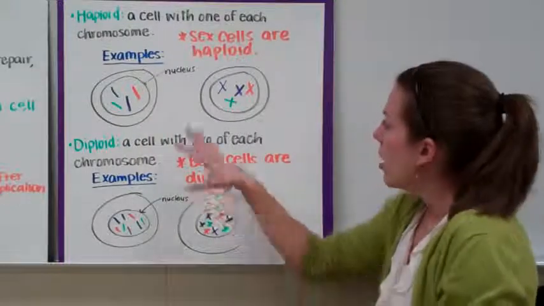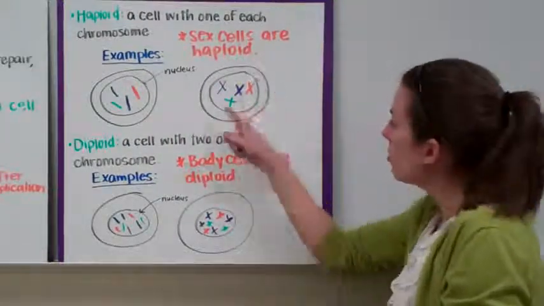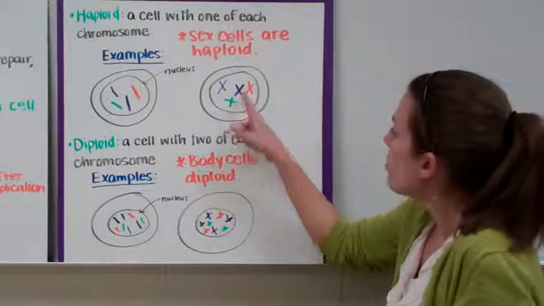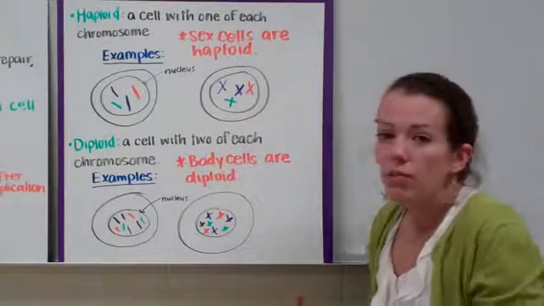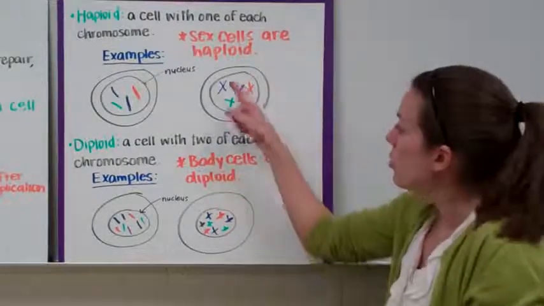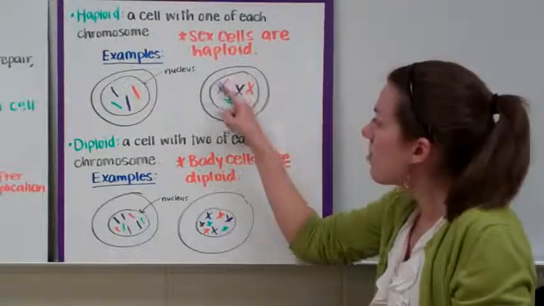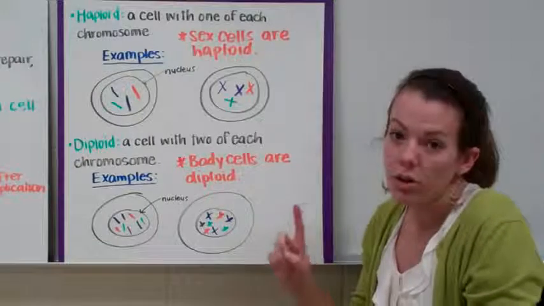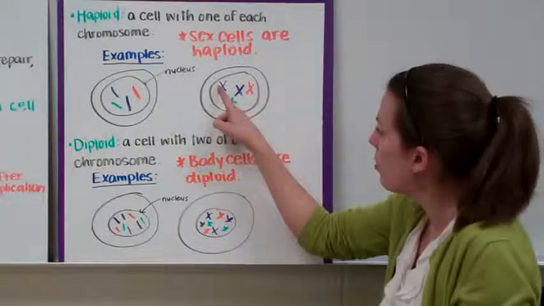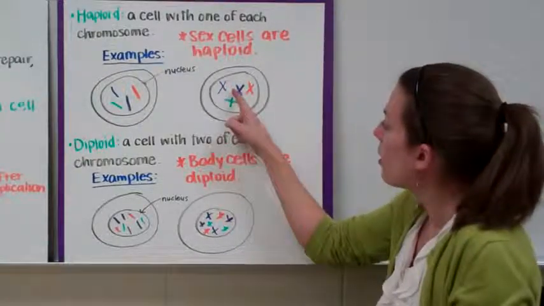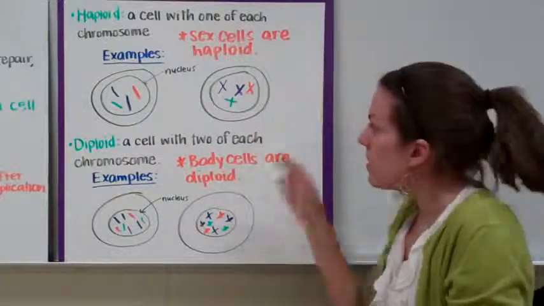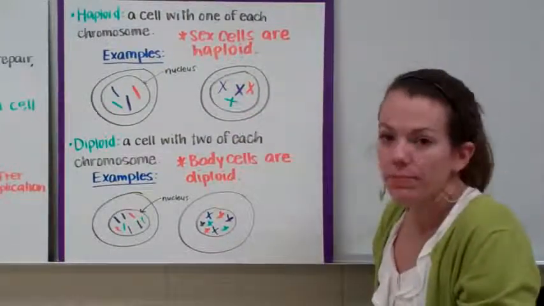Now let's take a look at this cell right here. We have a nucleus, and we have a blue chromosome, purple, orange, and green. If you remember earlier, if the chromosomes are hooked together, it's an X, but they're not separated, it still only counts as one chromosome. So you see we have one blue chromosome, one green, one purple, and one orange. So this cell is also haploid.